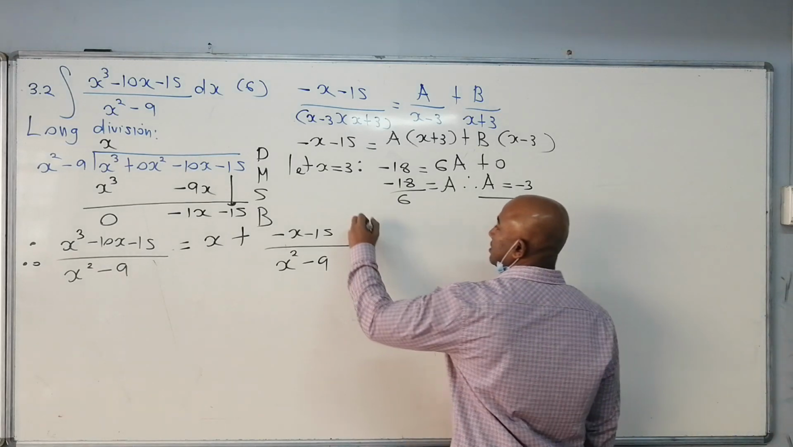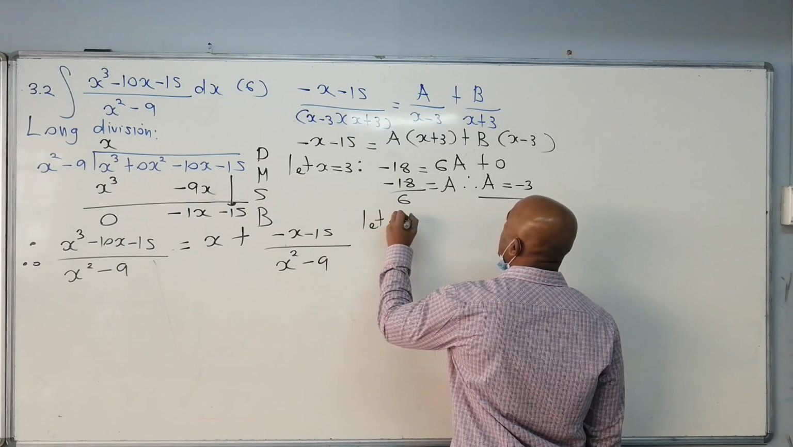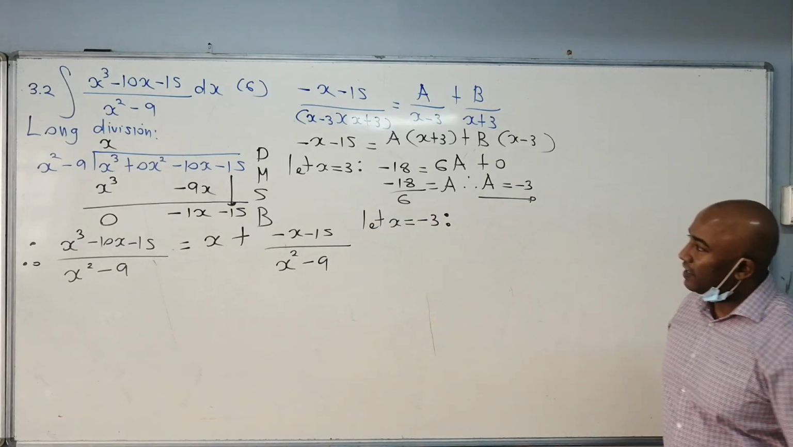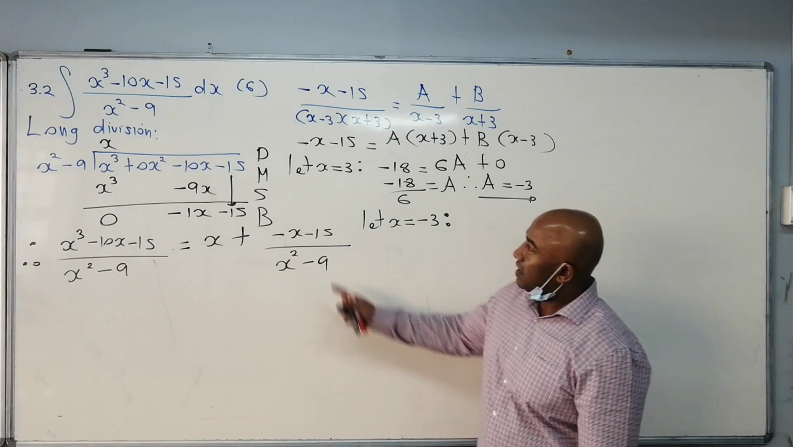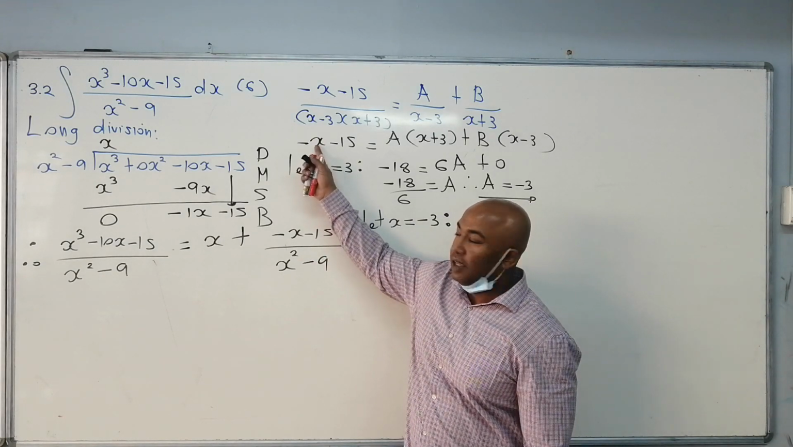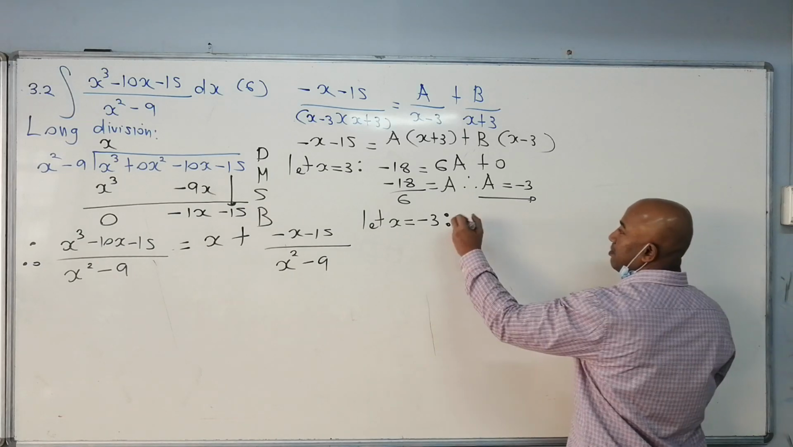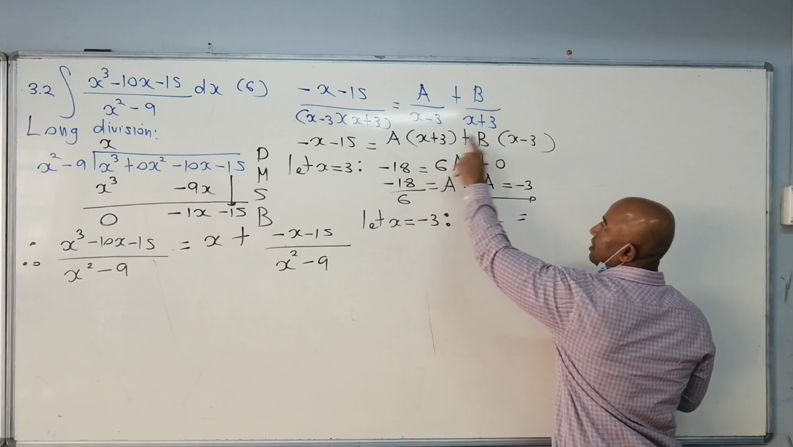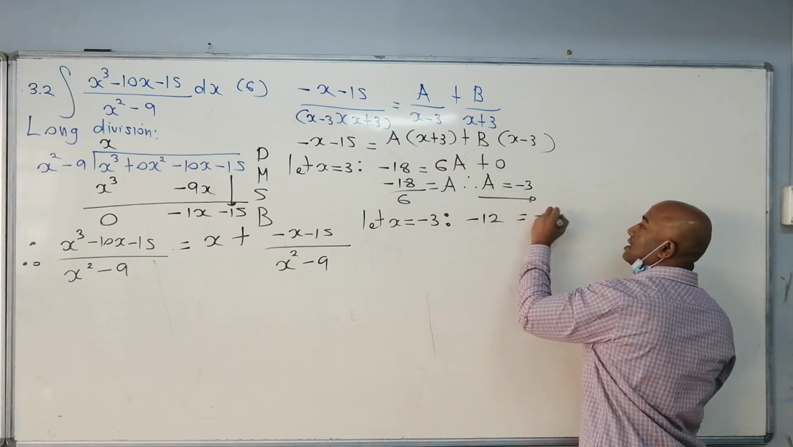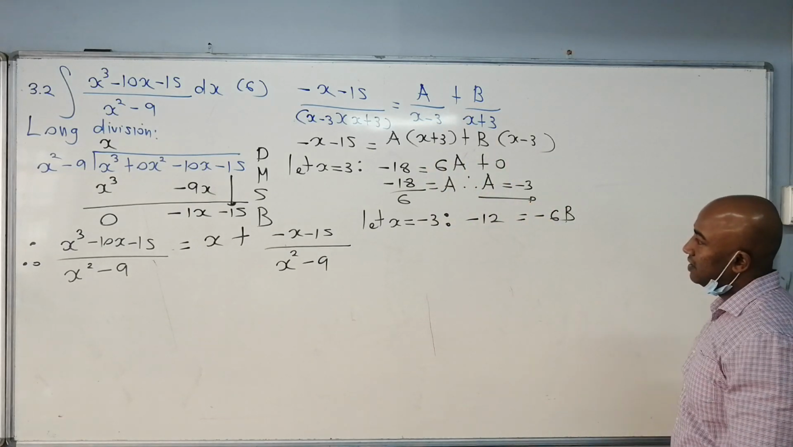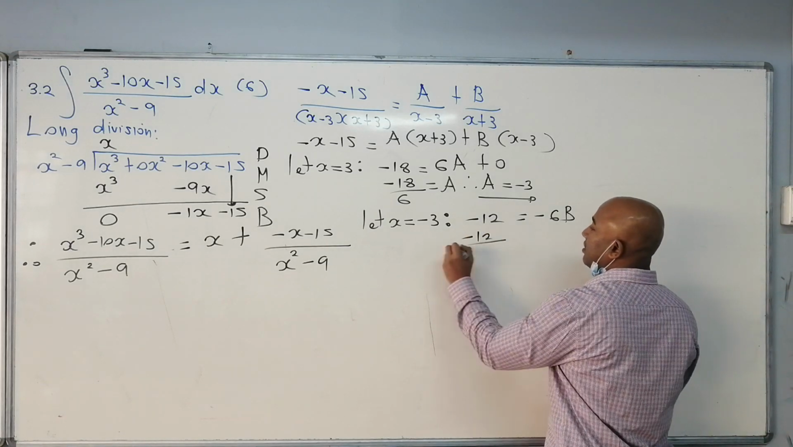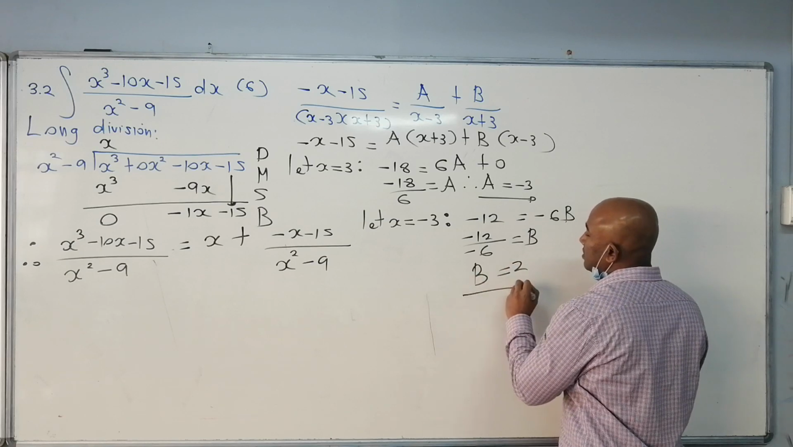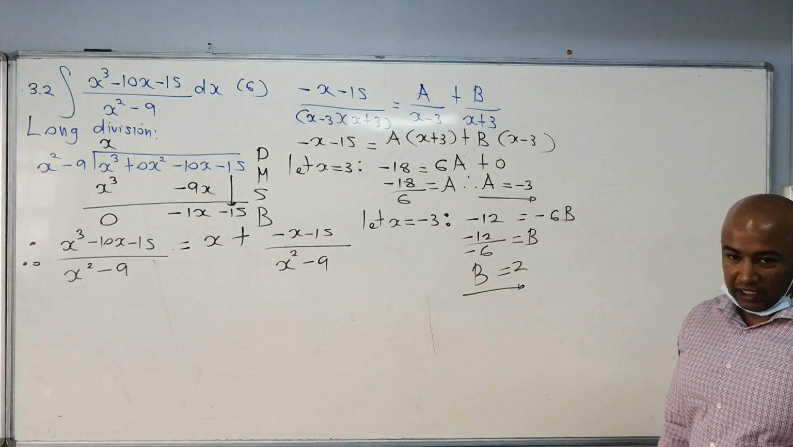Second substitution, let x equal to minus 3 this time. If I substitute minus 3 now, I'm going to get minus minus 3, which is a 3. 3 minus 15, which is minus 12, is equal to minus 3 plus 3 is 0, and minus 3 minus 3 is minus 6B. So minus 12 divided by minus 6 is equal to B. So B is equal to 2. Clear with that?